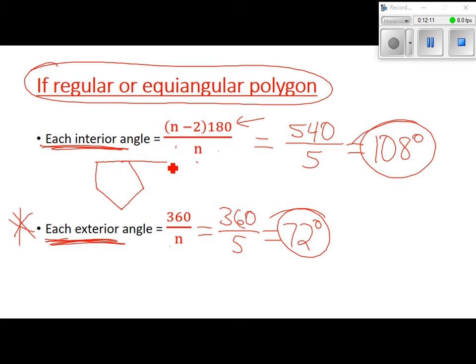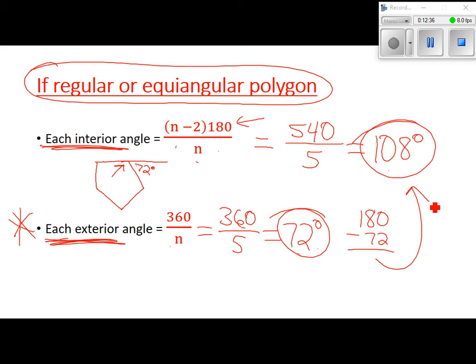and we have an exterior angle, and we know it's 72 degrees, well this exterior angle and this interior angle have to add up to 180. They have to be supplementary. So if I found the exterior angle, all I'd have to do to find the interior angle is take this 72 and subtract it from 180. Well, if I do that, I end up with 108.